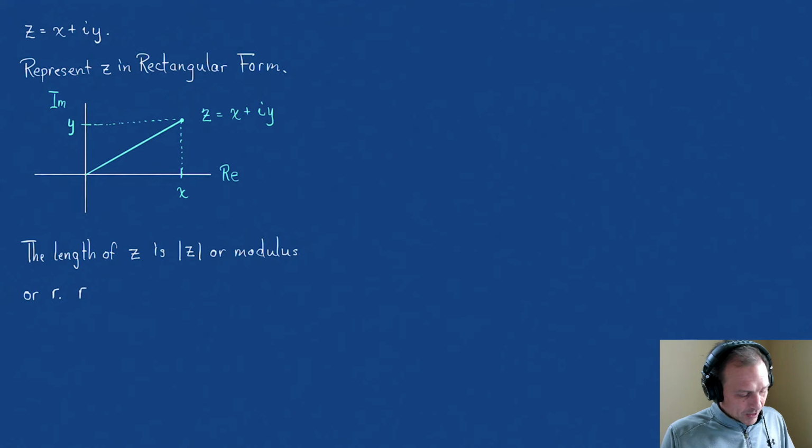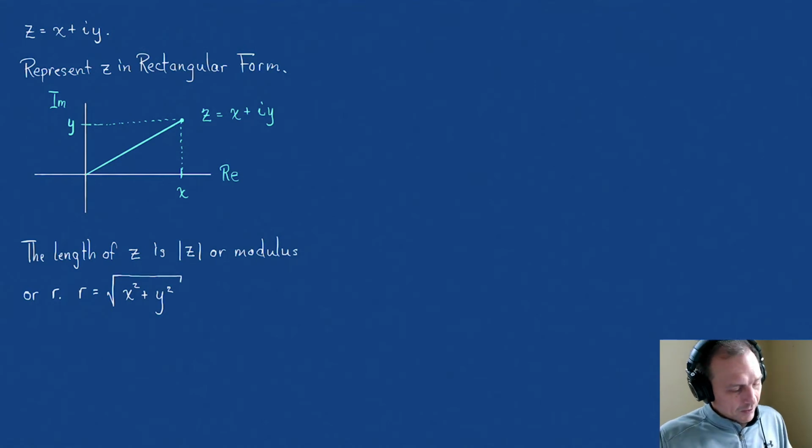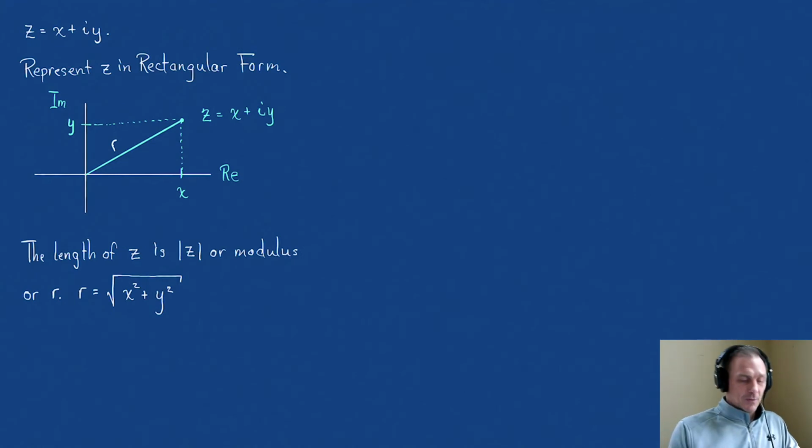So, well, r, look at it. r is just found using the Pythagorean theorem. It's the square root of the x value, the real piece, squared, plus the imaginary piece squared. So x squared plus y squared. Now we've got r, the length of z, which is the square root of x squared plus y squared. Now we've got z in rectangular form. That's really all there is to it. But we're going to do another representation.